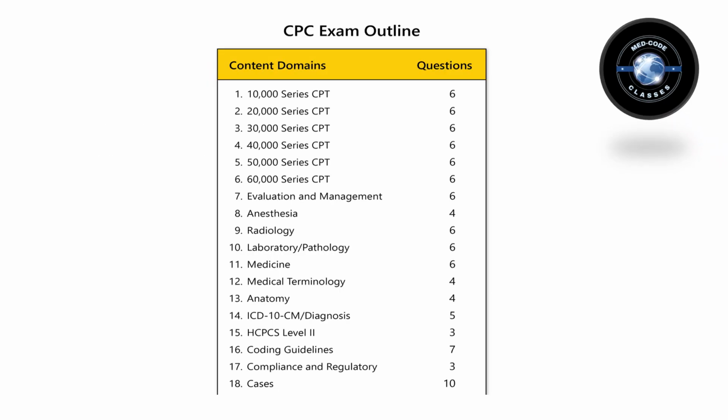This is the exam outline. In this table, you can see the contents and the questions asked from each chapter and in different subjects. So in CPT, from the 10,000 series, that is the integumentary system, you have 6 questions, from the 20,000 series 6 questions, 30,000 series 6 questions, from the 40,000 series 6 questions, from the 50,000 series 6 questions, and from the 60,000 series 6 questions. From evaluation and management there will be 6 questions.